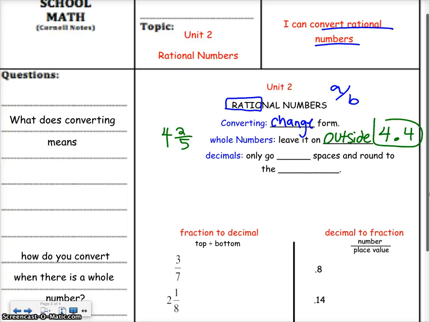And any decimal answers you get, only go to 2 spaces, please. That's the 100th spot. Make sure you use the 1,000th spot to tell you what to do with the 100th. Remember that, and round to the nearest hundredth.